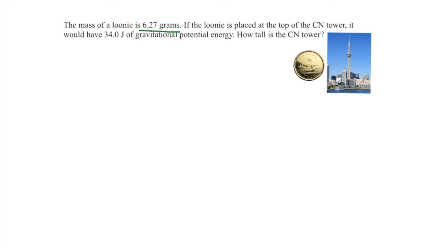And if the loonie was placed on top of the CN Tower, this is a picture of the CN Tower. It's the tallest structure in Canada. It's in Toronto, Ontario. It's going to have 34 joules of gravitational potential energy, and it's asking us to solve for how tall the CN Tower is. In other words, we're solving for the height if we're given the gravitational potential energy and up here the mass.